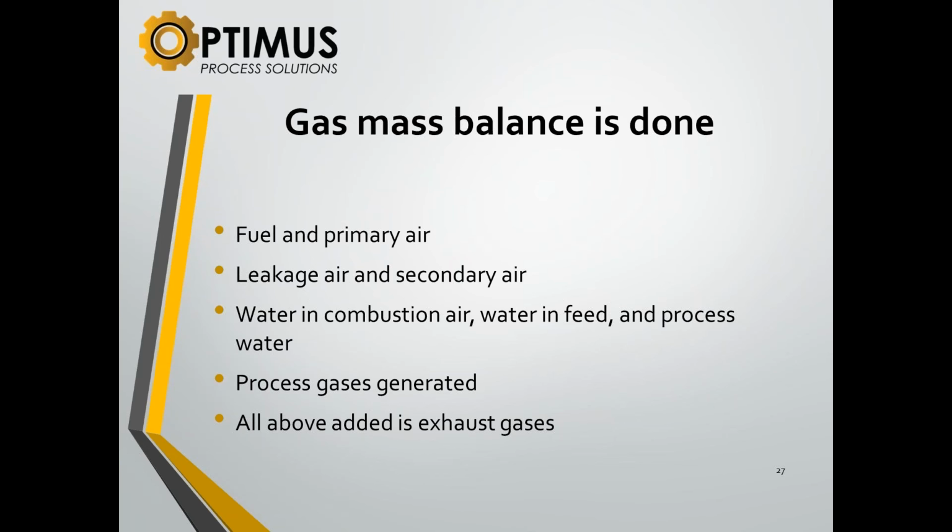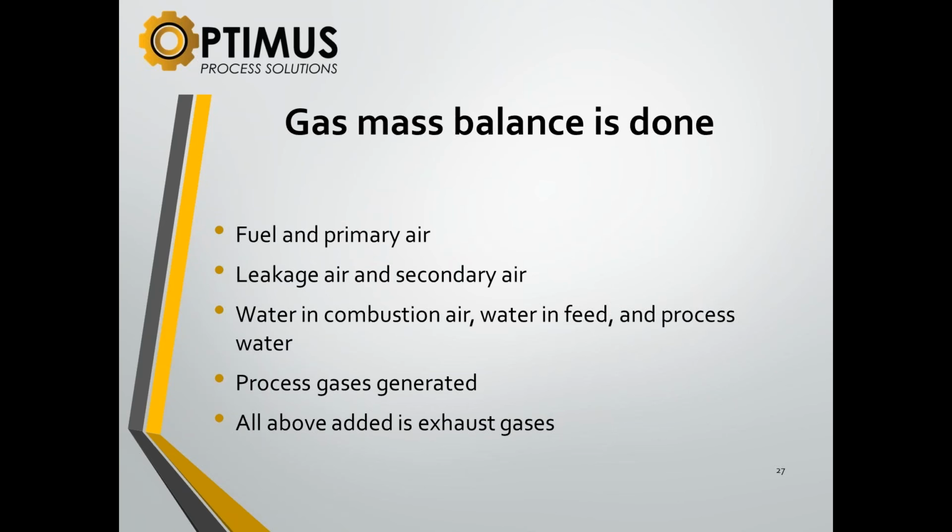We got all this stuff going in, and now we know what's coming out, following first principles. So we got the fuel and primary air, leakage air and secondary air, the water in all aspects of the system, the combustion air and the feed, and the process water that's generated in chemical reactions. That's a very significant amount. And then obviously the process gases generated, like the carbon dioxide. Once you add all that together, it's the exhaust gas.